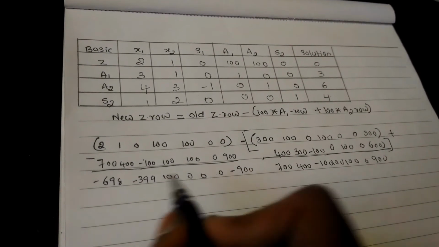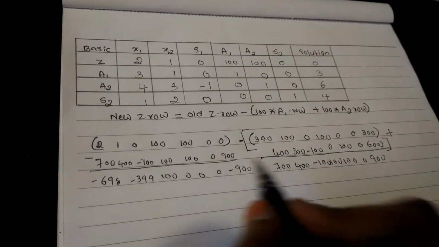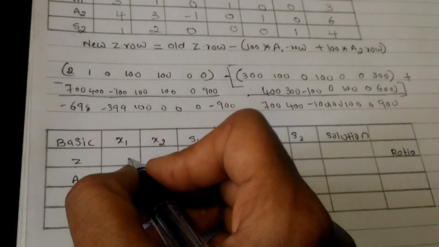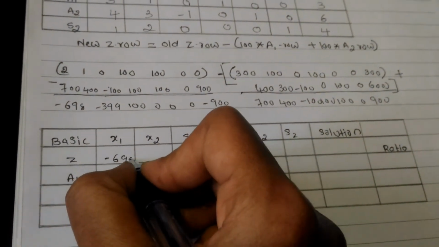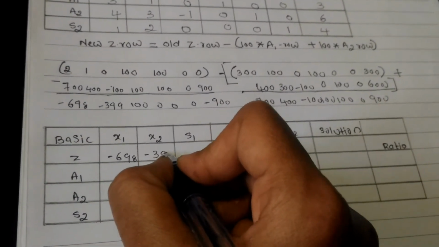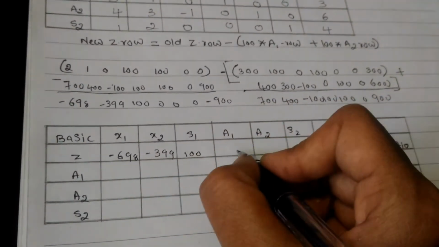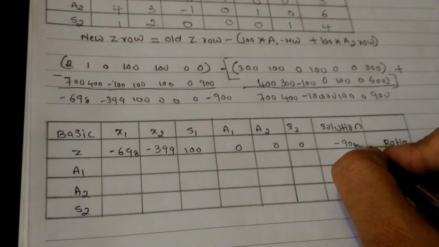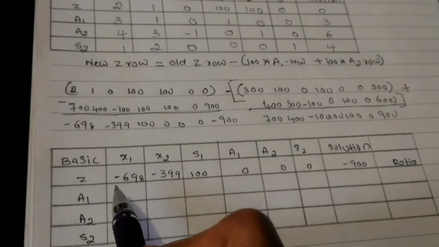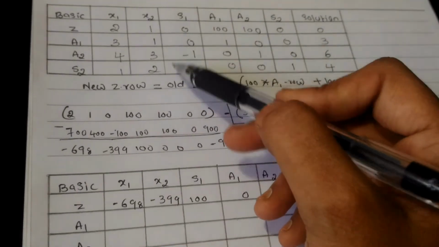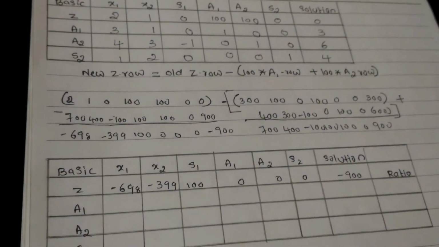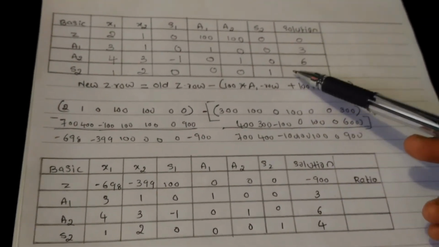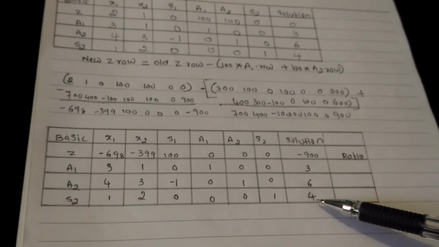Let us try to plot a new table along with these new values for the new z row. Now let us plot all these values of the new z row here. Minus 698, minus 399, 100, 0, 0, 0, and this would be minus 900. Apart from the new values for the z row, the values for all the other 3 rows would remain the same. Let us bring down the same values. We brought down all the values of the other remaining 3 rows to the new table here as they are.